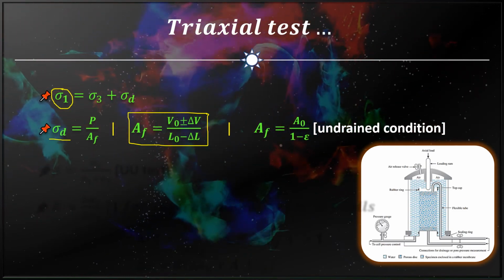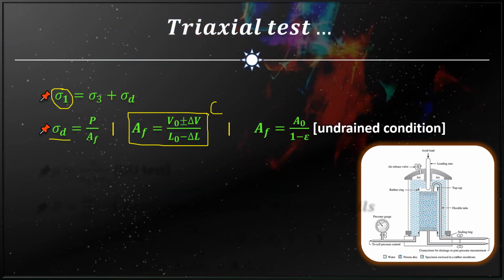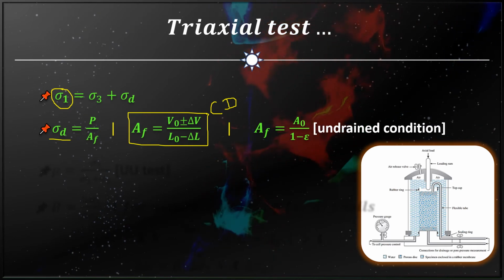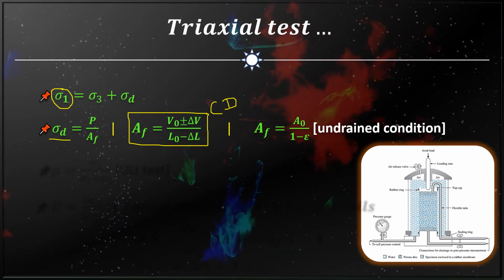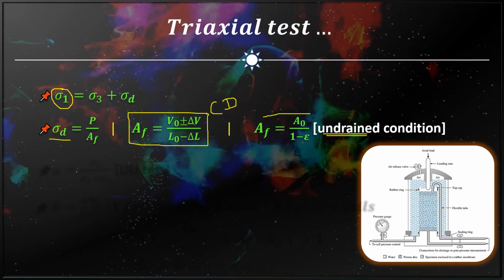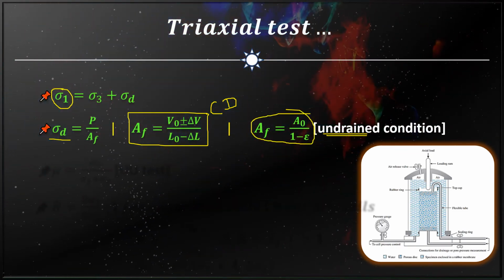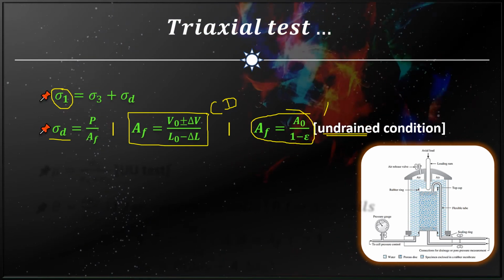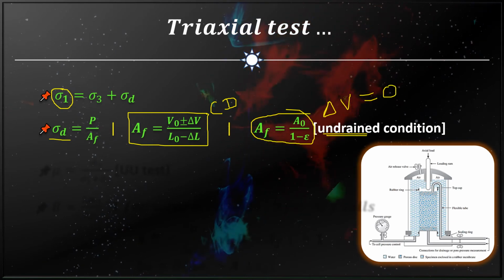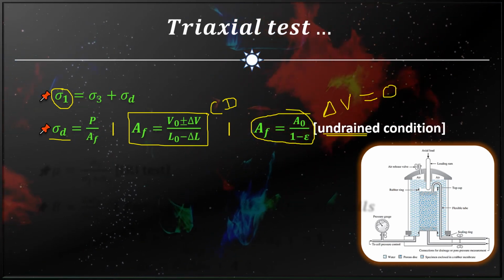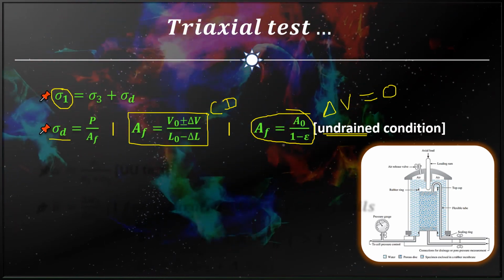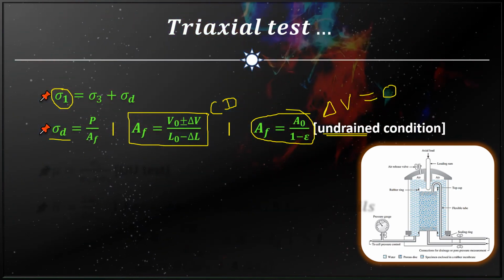And this is only used when there is a consolidated drained condition. Only when the test is of this type, CD condition, we can use this formula. Or in case of undrained condition, we can use this formula, because no volume change will be there. For undrained condition, del V shall be 0. So then A naught divided by 1 minus epsilon. What is epsilon here? Epsilon is the strain, linear strain.